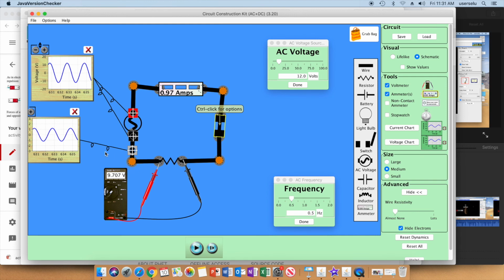Now, another interesting thing I want to point out to you is that resistors in AC circuits don't care. What we're essentially saying is the current is flowing left and then right through that resistor.